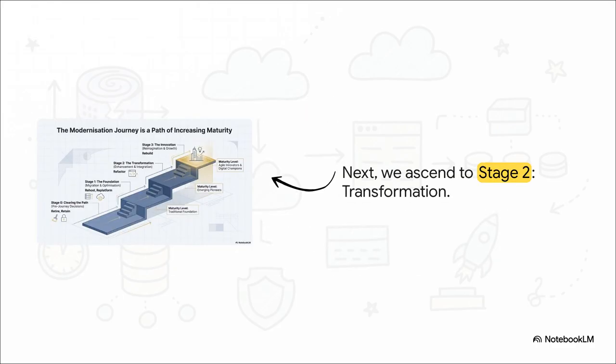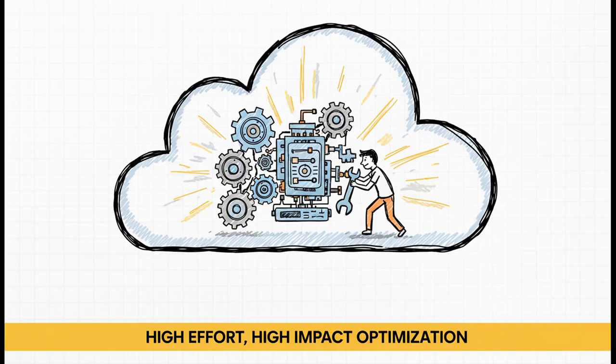All right, our foundation is solid. It's time to climb to the next level on our journey map. Let's head up to stage 2, transformation. And this is where things start to get really interesting. Stage 2 is all about that refactor strategy. Now, this is a big deal. It's high effort, no doubt about it, but it's also incredibly high impact. This is for organizations that are a little further along in their cloud journey and are ready to really optimize their most important applications to take full advantage of what the cloud can do.